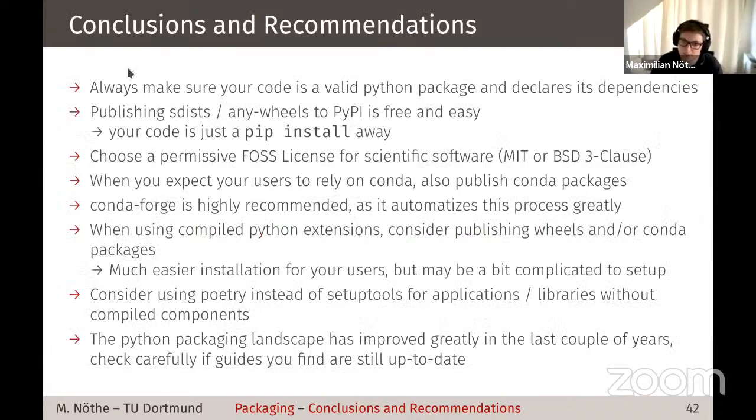So the first step should be that you make sure that your code is a valid Python package and that it declares its dependencies using the setup.config and setup.py we knew. And if you have this on GitHub, people can just pip install your module using the GitHub URL or the tarball from GitHub. But even better then would be the next step to upload your source distribution and any wheels to PyPI. This is free and very easy.